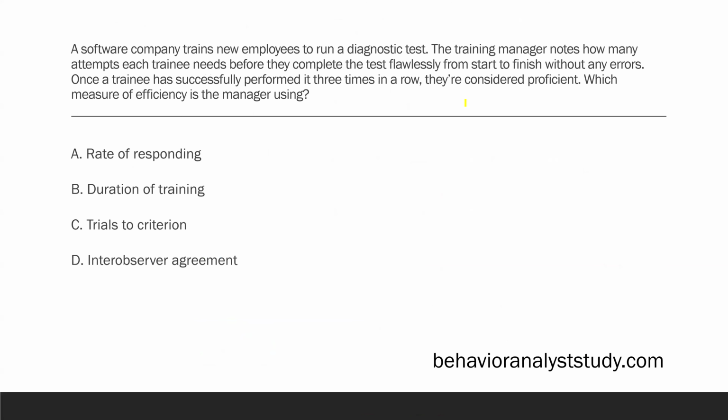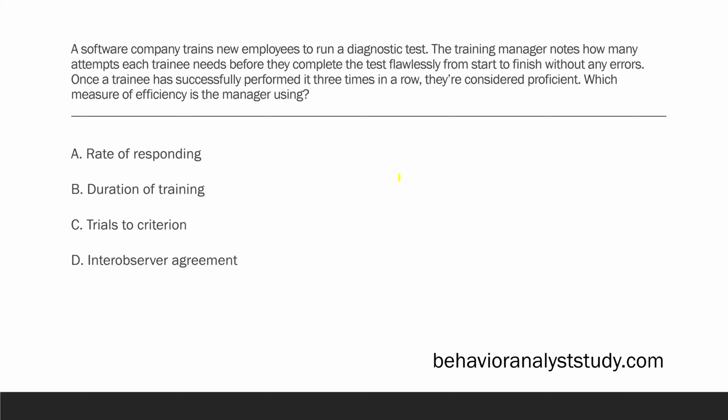A software company trains new employees to run a diagnostic test. A training manager notes how many attempts each trainee needs before they complete the test flawlessly from start to finish without any errors. Once a trainee has successfully performed it 3 times in a row, they are considered proficient. Which measure of efficiency is the manager using?